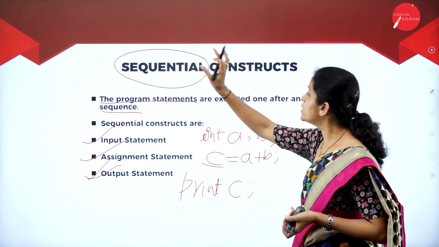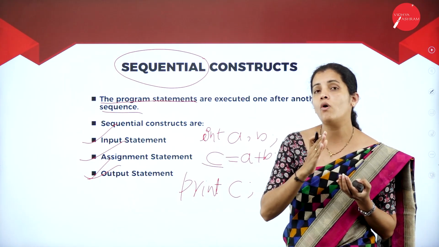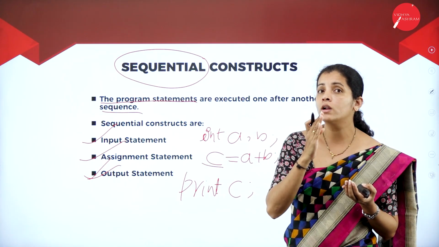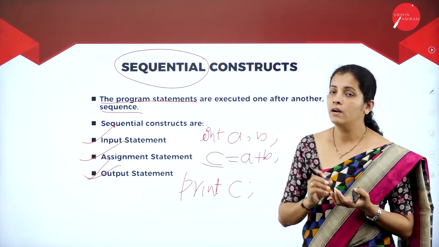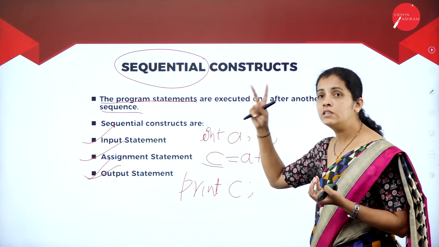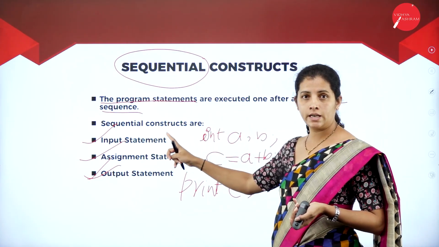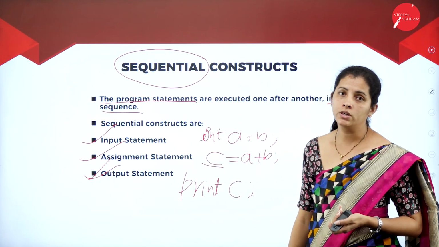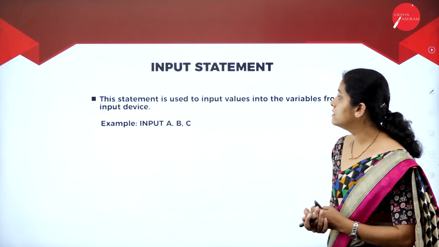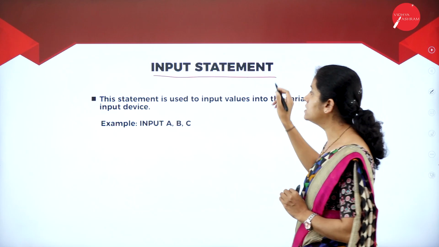So the sequential construct is nothing but the execution of my program, or the statements, one after another. And I'm going to have three sequential constructs, that is the input statement, the assignment statement, as well as the output statement. Moving further, at the beginning, I'm going to have the input statement.